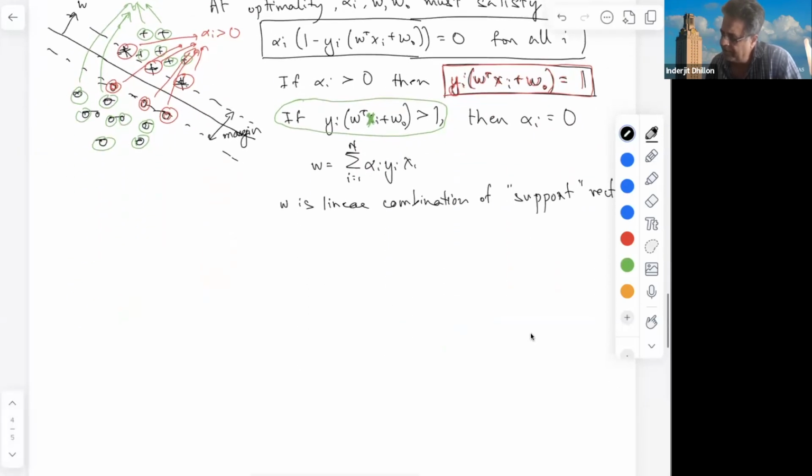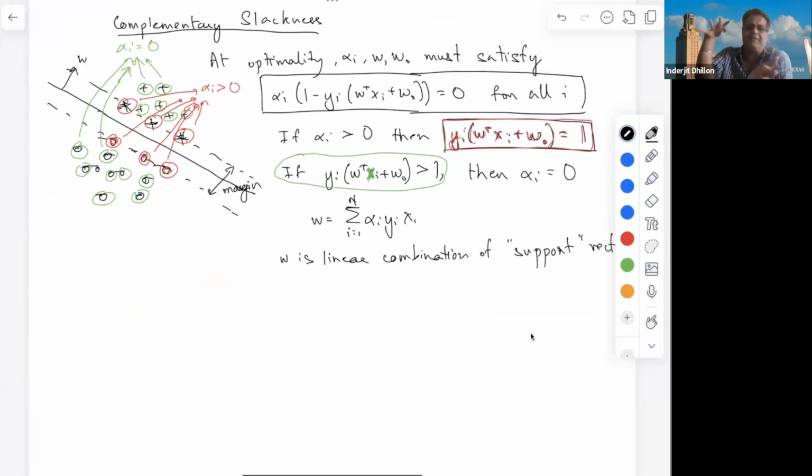Okay, and the support vectors are the ones that are kind of supporting the hyperplane, right? That's why they're called support vectors. So these are alpha I greater than 0. So you get this really beautiful interpretation: the separating hyperplane, the optimal separating hyperplane, is actually just a linear combination of the support vectors, where the alphas are actually greater than 0.